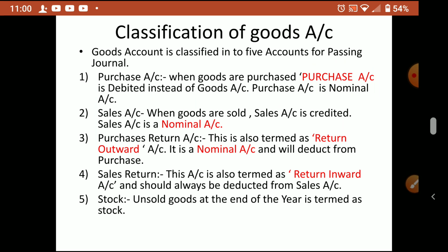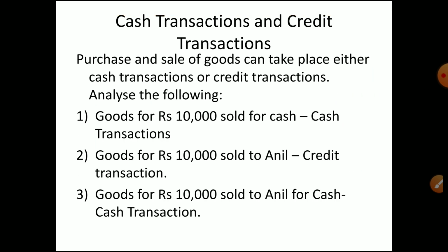So purchased goods, sold goods, sales return or purchase return, words like that are there. These are all related to goods only. But the treatment is different, so understand it very clearly. Now cash transactions and credit transactions. Purchase and sale of goods can take place either as cash transaction or credit transaction. So when you deal with goods, it can be cash transaction or credit transaction.